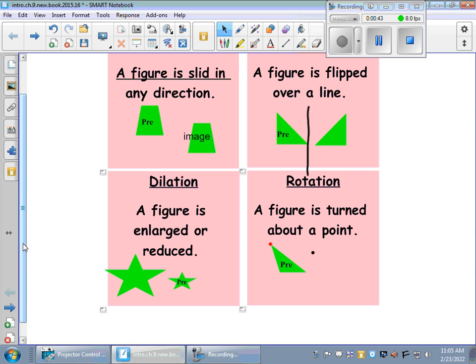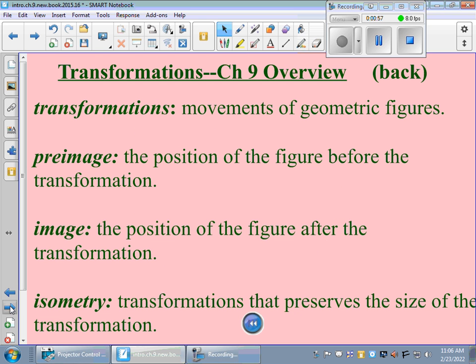Bottom left is a dilation. The figure is enlarged or reduced. In the example that you see, you have a pre-image which is small. The image is big, so that's going to be an enlargement. The bottom right is a rotation. A figure is turned about a point. So again, now let's go into this, which would be the very back of our notes.